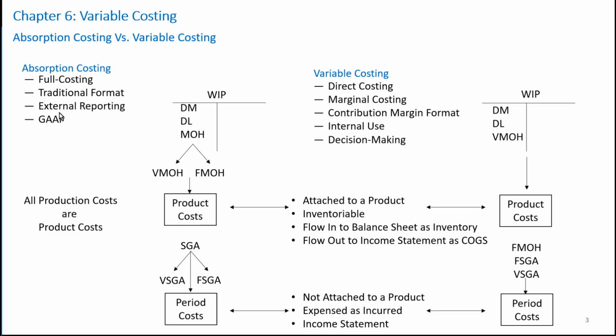This method tracks all production costs in the work in process inventory and treats all production costs as product costs. Product costs are attached to the product and are part of the company's inventory until they are sold. In other words, product cost under this method includes direct material, direct labor, and all manufacturing overhead. By this, we mean it includes both variable manufacturing overhead and fixed manufacturing overhead.